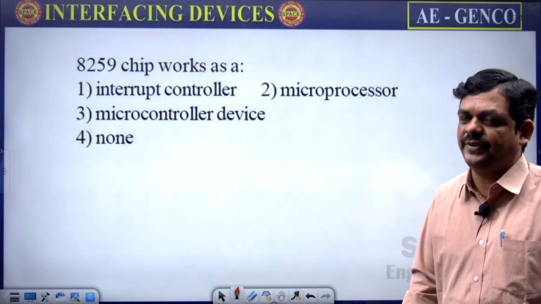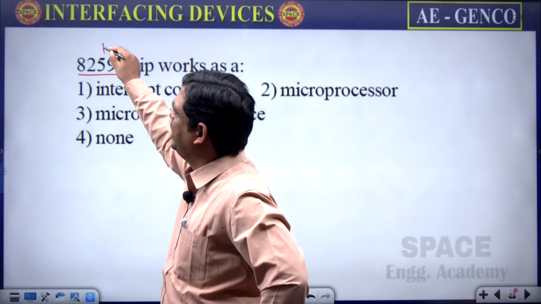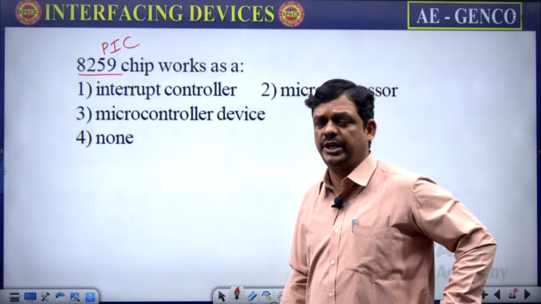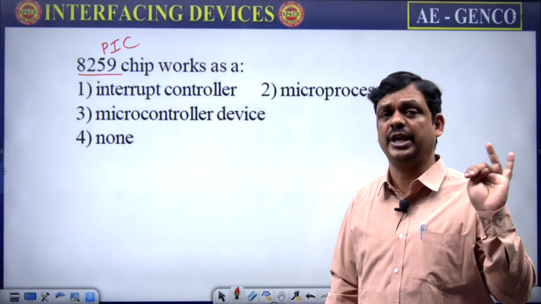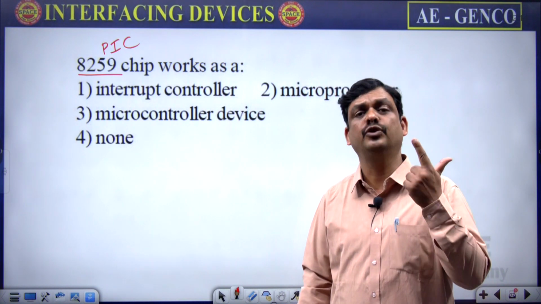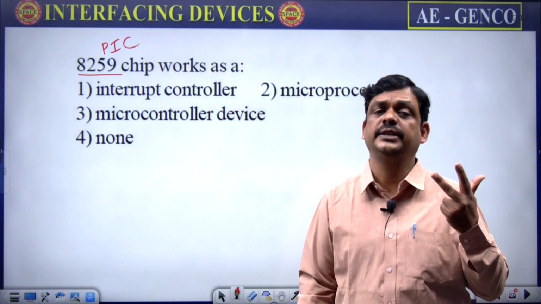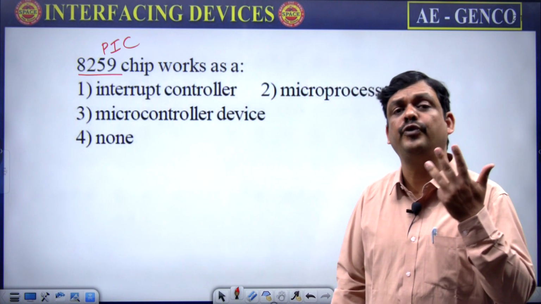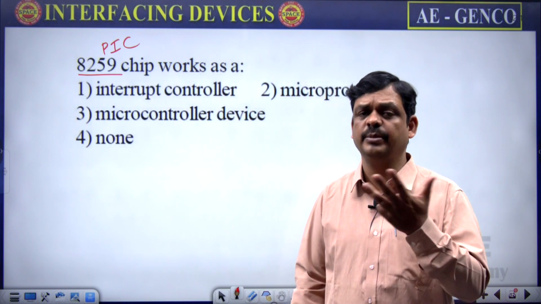Yeah, another question from the interfacing devices: the 8259 chip works as what? In the last video I explained clearly that 8259 acts as a PIC, programmable interrupt controller. The IC number, IC function and number of pins are important, right? So 8251 acts as USART, a serial communication interfacing device. 8253 acts as a timer interfacing device. 8255 acts as a PPI, programmable peripheral interface, an IO interfacing device. And 8257 is a DMA controller, direct memory access.